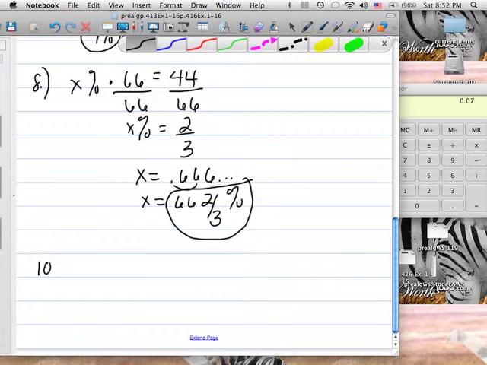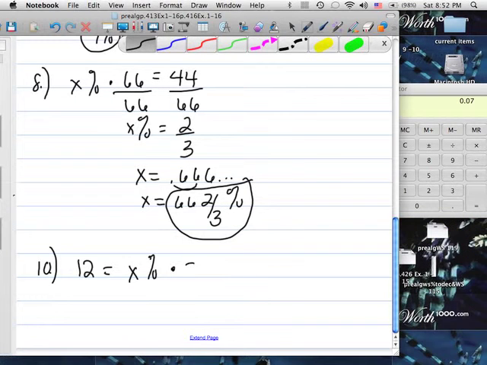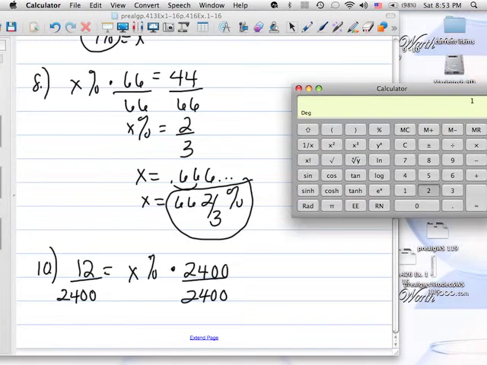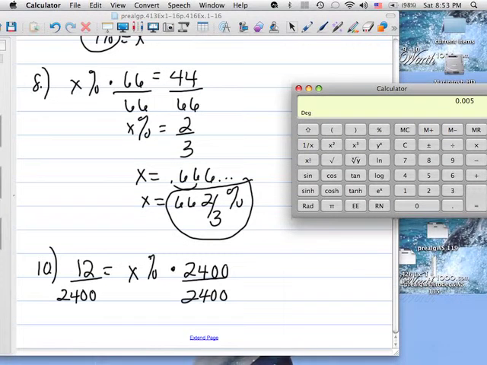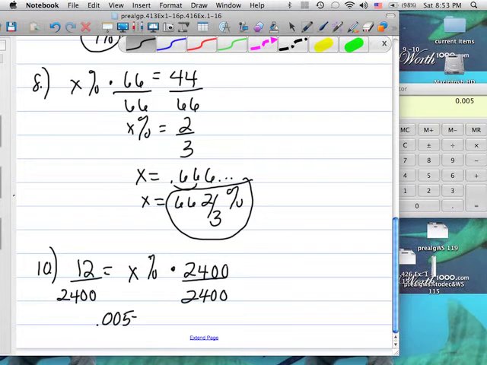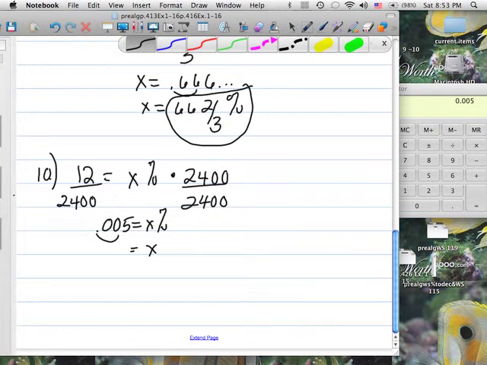Number 10, 12 equals what percent, X percent, of 2,400. So we're going to divide both sides by 2,400. And 12 divided by 2,400 equals 0.005. Equals X percent, so X, change it to a percent, would be 0.5%.